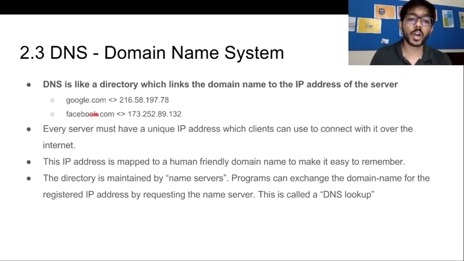So, for example, google.com has the IP address 216.58.197.7. Facebook.com has the IP address 173.252.89.132. This directory is maintained globally. Programs like our browser can exchange the domain name for an IP. So our browser exchanges the domain name, say for example flipkart.com or wikipedia.org, for an IP and then makes a request to that particular IP. This process of exchanging the domain name for the registered IP address is called a DNS lookup.